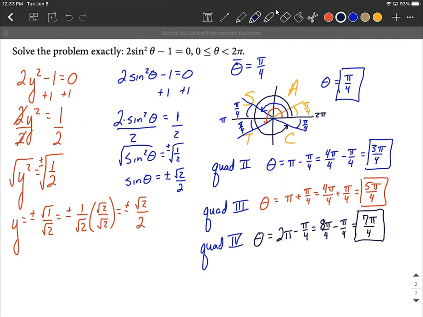Hope this helps out. I know finding reference angles can be a challenge, or using those reference angles in each of the quadrants, but keep up the practice. You're getting there. Good luck.